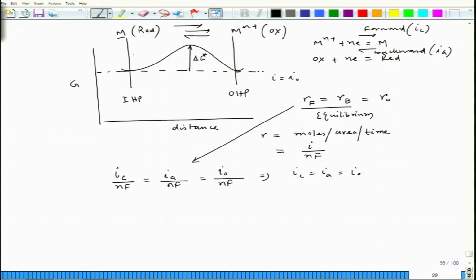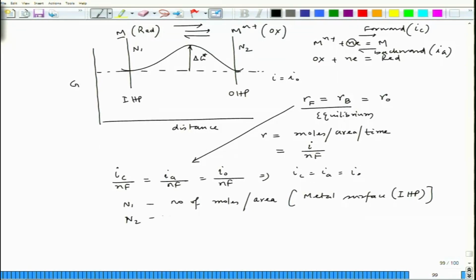and if we consider N1, or N prime, or I would say N1, let us put it as capital N1 in order to differentiate between this n and this N. This is N1, this is N2. N1 is number of moles per unit area on the metal surface, or rather IHP, and N2 is number of moles per unit area on OHP, that means the center of the metal ion aligned in front of the metal surface.